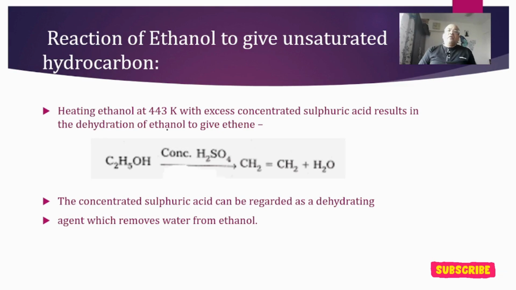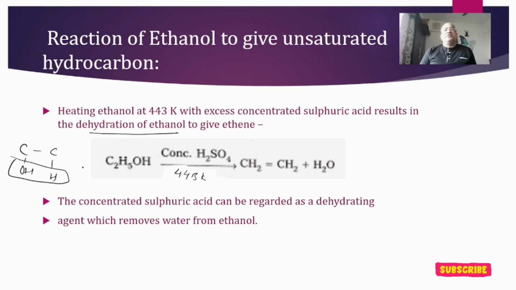If we heat ethanol at 443 Kelvin with excess concentrated sulfuric acid, it results in the dehydration of ethanol. What is dehydration? Removal of water, right? So dehydration of ethanol will be there, and to give what? Ethene, right? Here you see what has happened. If you see, a carbon was there, then this OH, so this has been removed, right?